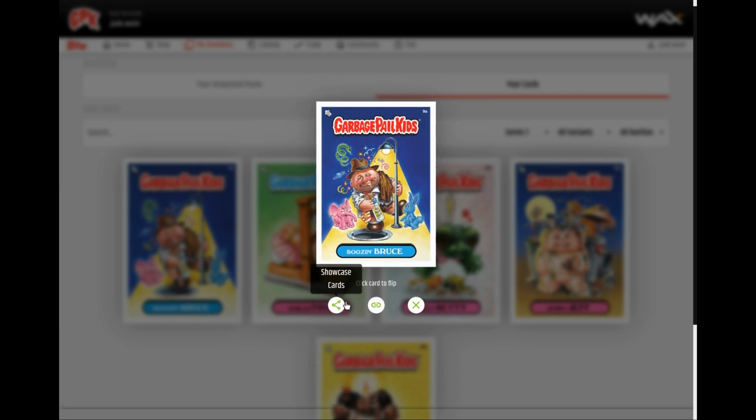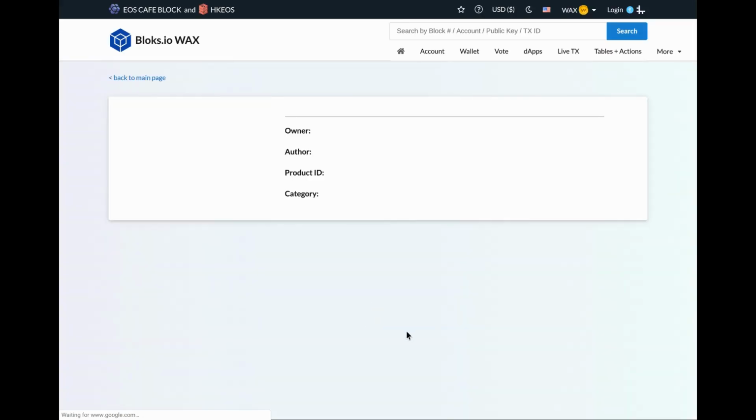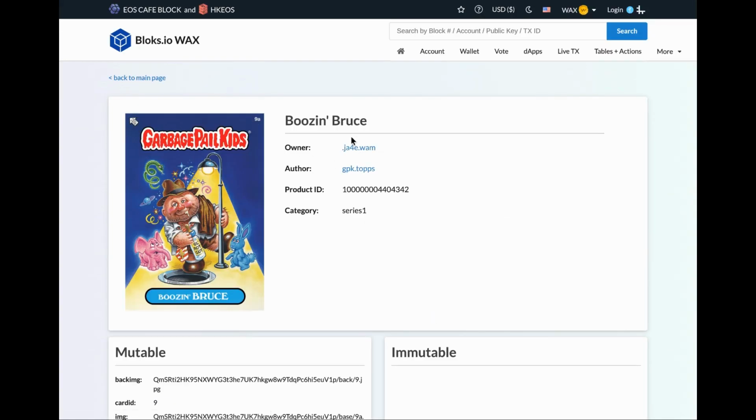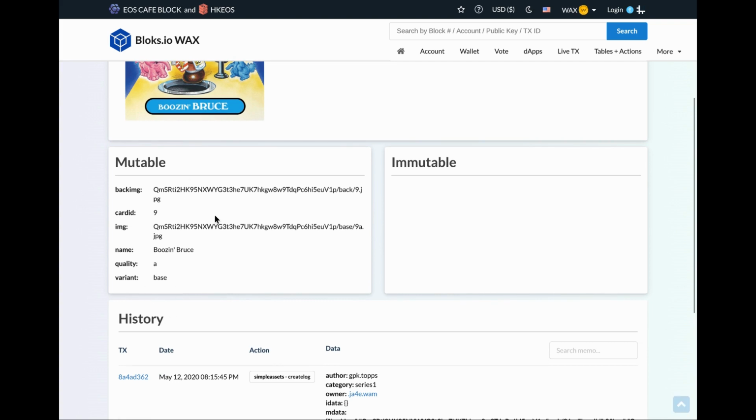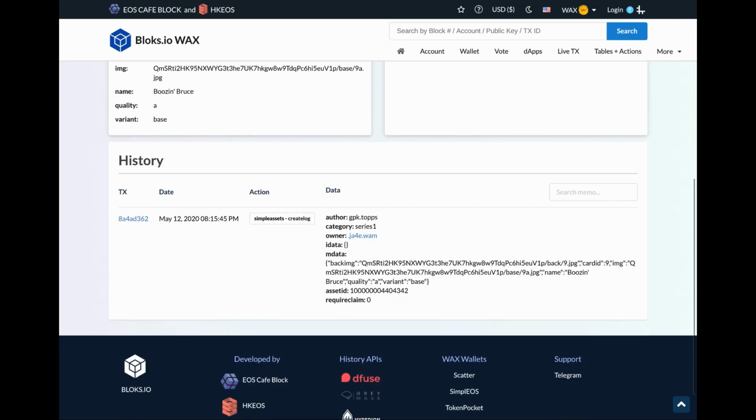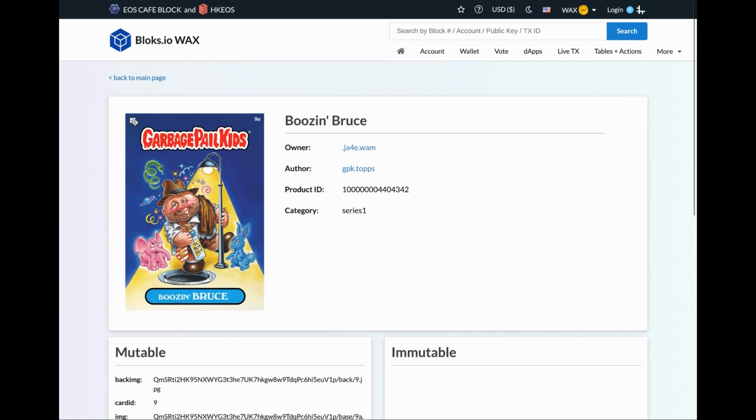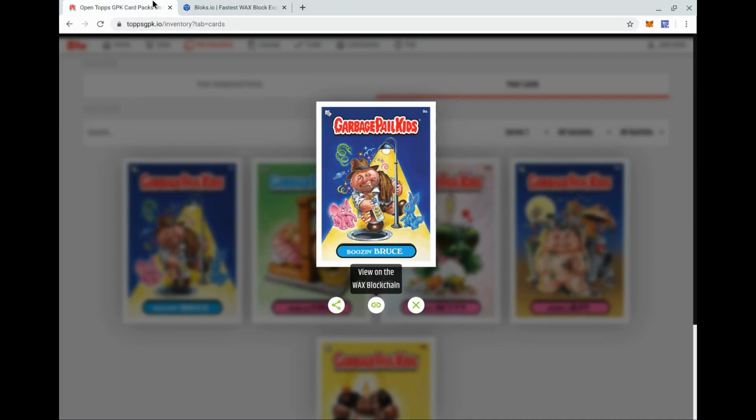Okay, so I can share that. I can view it on the Wax blockchain. Let's go and have a look. So we can see here. There we are. That's my wallet address. That's the author, Garbage Pail Kids .tops. That's the wallet account that's created these. This is the product ID. We can see here the various stuff that is all listed, all the metadata. So it proves that it's in my account.